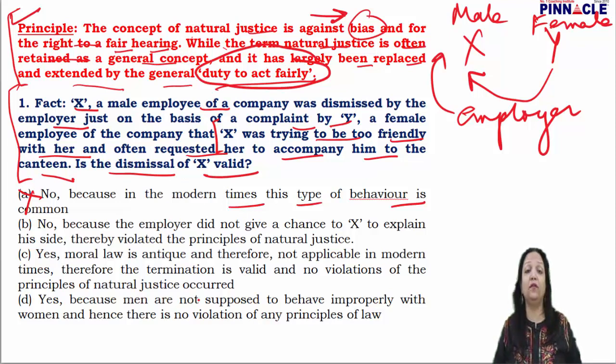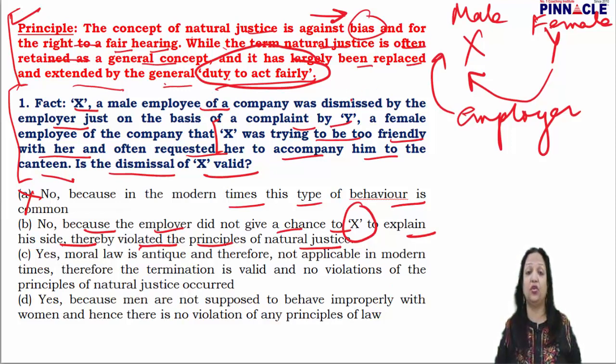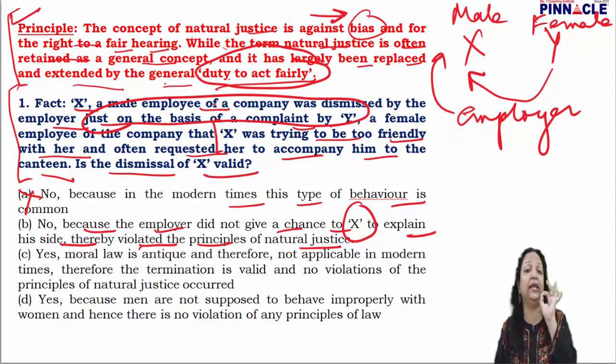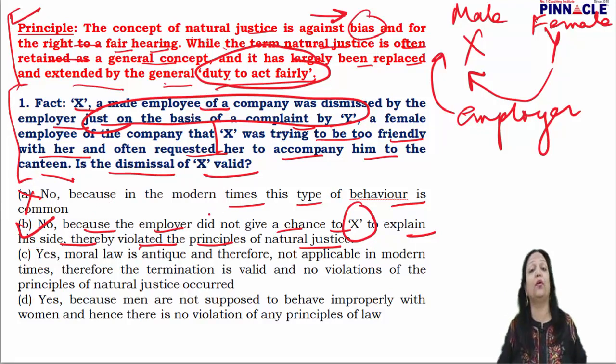Now when you go through all four options, you will realize that the second one is correct, because the employer did not give a chance to X to explain his side, thereby violated the principles of natural justice. In the principles of natural justice, there is a general duty to act fairly. He has not done that. Very clearly it is given that he was dismissed just on the basis of a complaint by Y, solely on the basis of that complaint he was dismissed. So B is going to be my right answer. The employer has violated the principles of natural justice.